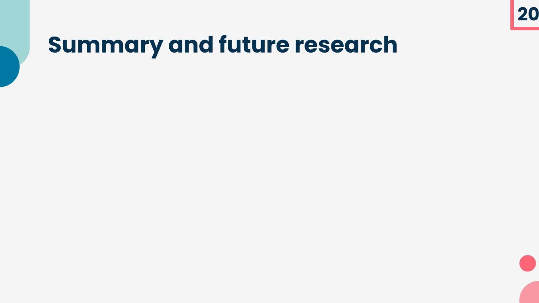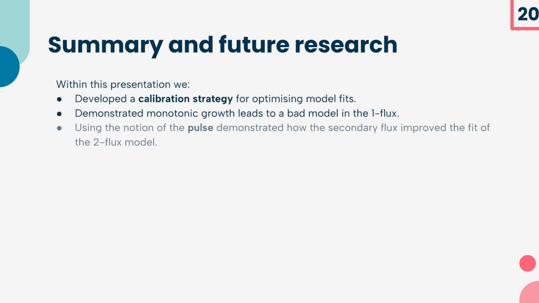So what we managed to do is show the cases where the two flux reduces to one flux and how the addition of this additional term is very important to improving the fit. We also developed a calibration strategy for optimizing these model fits, producing a systematic way of doing this. And we have demonstrated the key condition that monotonic growth leads to a bad model in the one flux. And you can use this for more models where you just say if it exhibits monotonic growth, we can instantly just say that it's going to end up being a bad model.